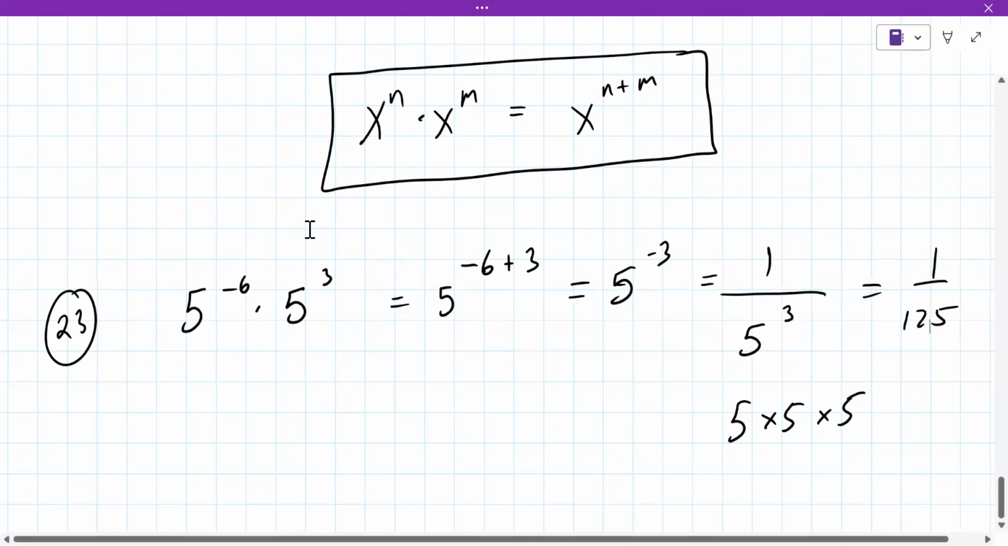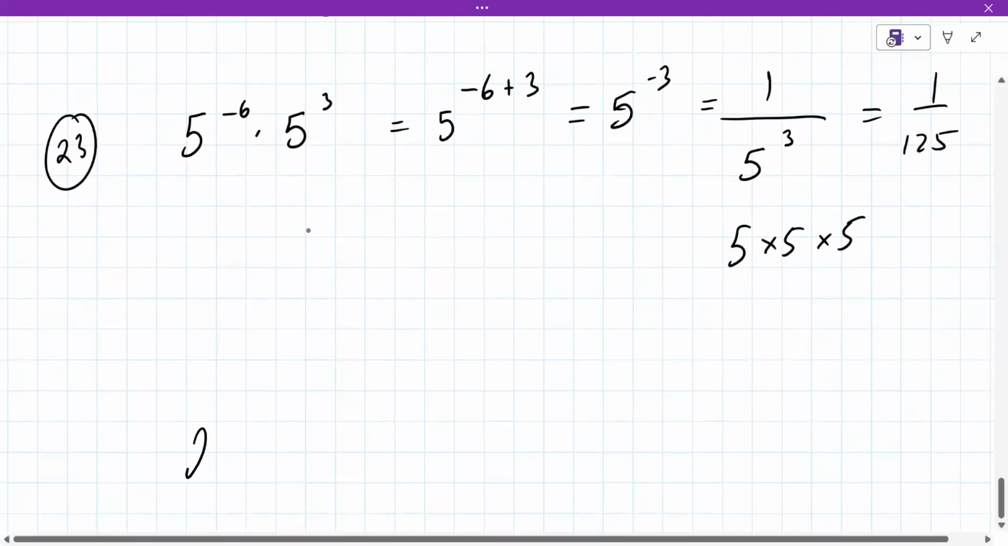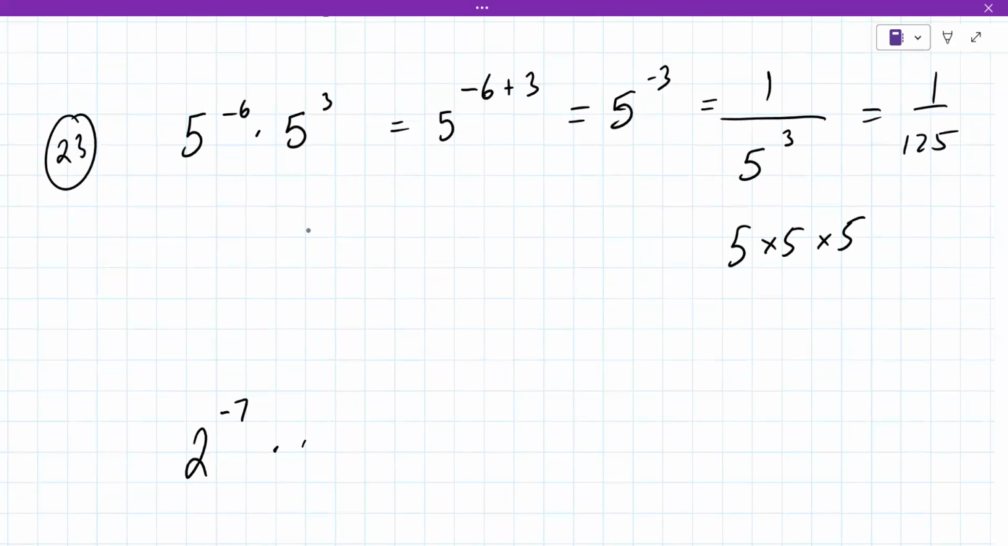Very good. Let's try another one like this. Let's say it's 2 to the minus 7 times 2 to the fourth. I want you to try working this out, please. Okay. 8. Is 8 your final answer? Yeah. Okay.